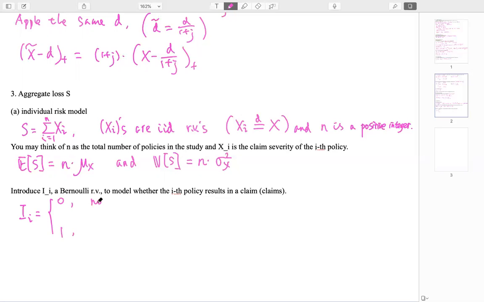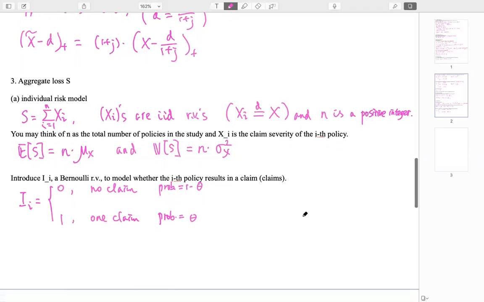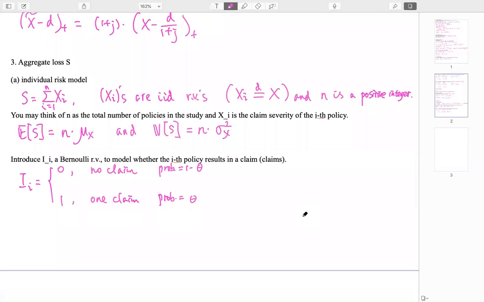Right? 0 means no claim. 1 means there's 1 claim or more than 1 claim. It's up to you in the modeling. So let's say the probability is theta. Obviously here the probability is 1 minus theta. So for each policy, there is a theta percentage for it to result in a positive claim.